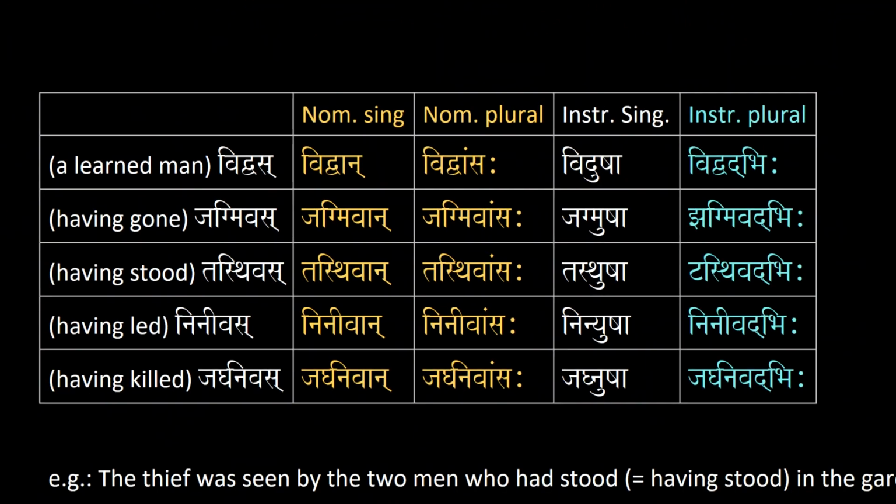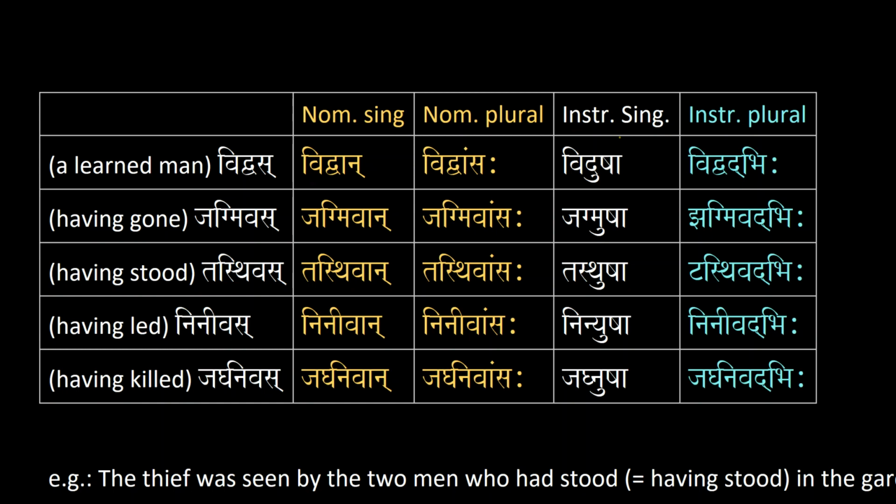So a learned man, which is vidwas, for nominative singular and nominative plural. Remember, you're using the strong stems here. You have vidwan and vidwansaha. Then for the weak stem, it becomes vidosha, for instrumental singular, and then for instrumental plural, it becomes vidwadbhi.